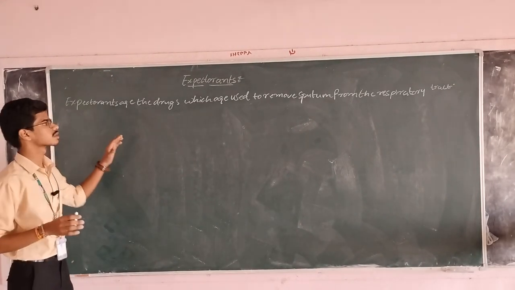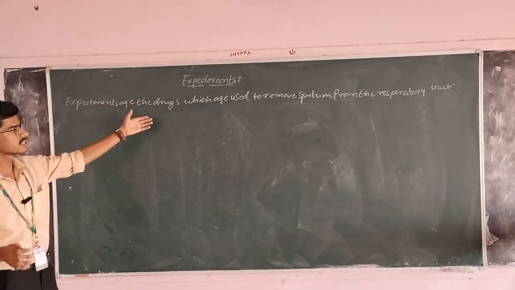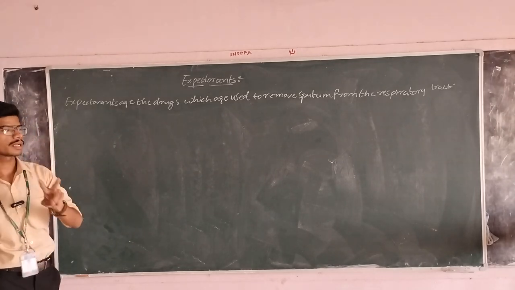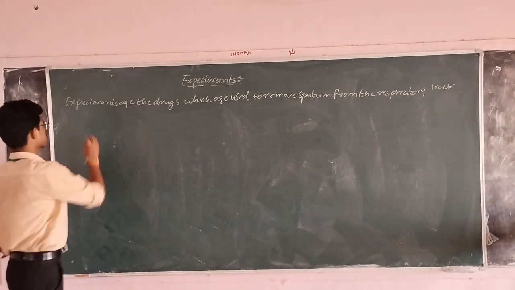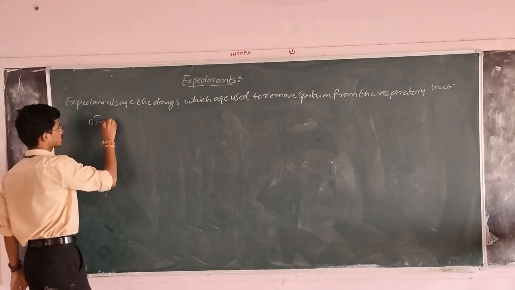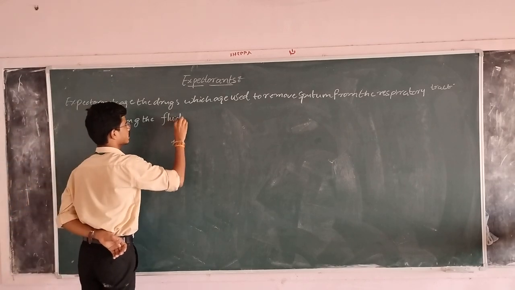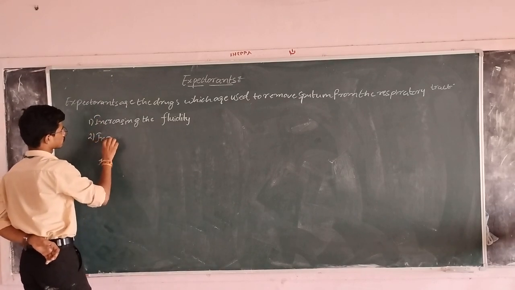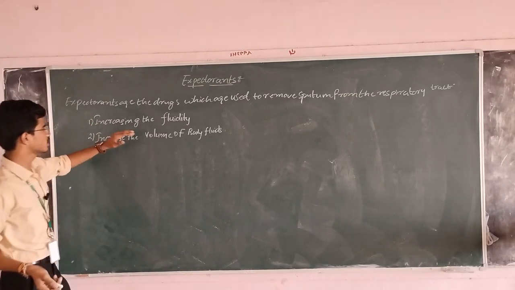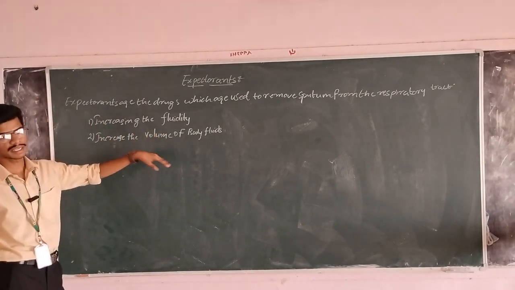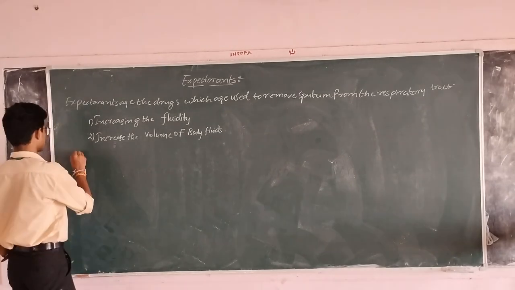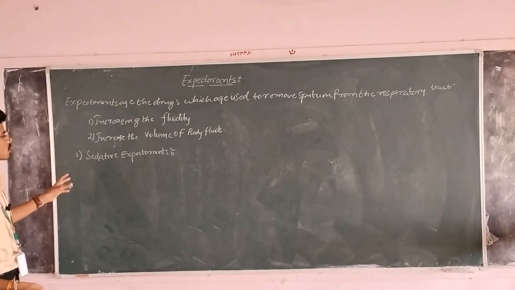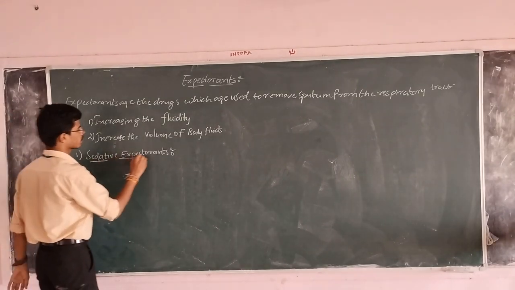Based upon the mechanism of action, expectorants are classified into two types. There are two mechanisms of these expectorants. The first one is increasing the fluidity of the sputum, and the second mechanism is increasing the volume of body fluids. Based upon this, expectorants are classified into two types. The first one is sedative expectorants.